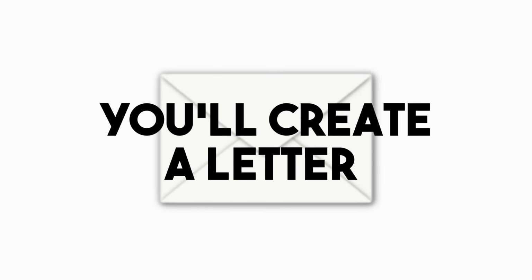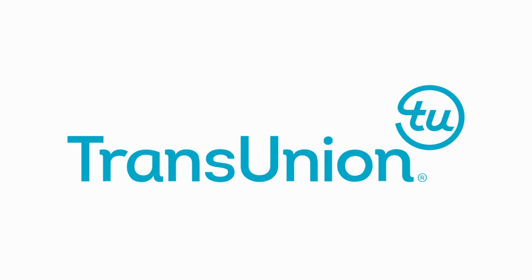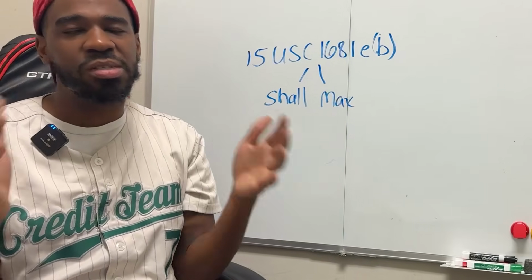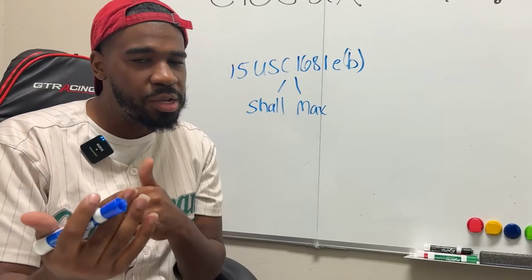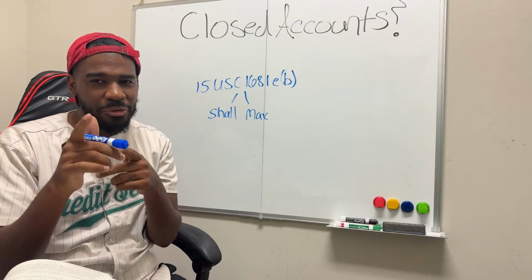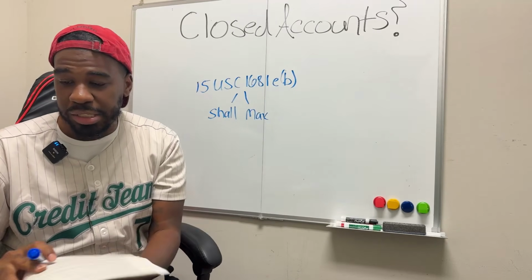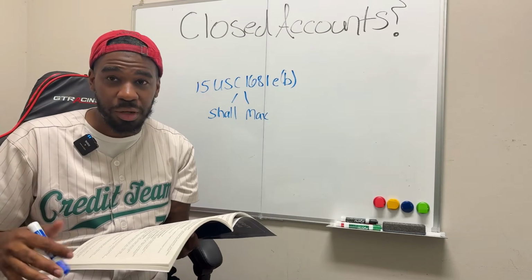You will create a letter to Experian, to TransUnion, to Equifax. You'll add 3 forms of identification. You'll send the letter certified. And guess what? When you dispute all those accounts, some of those accounts are going to fall off. Some of those accounts are going to come back verified. And when they come back verified, it's game over. You got them because there's another specific law.